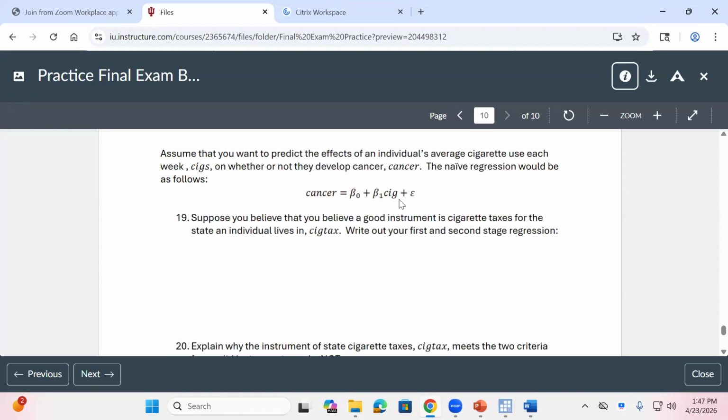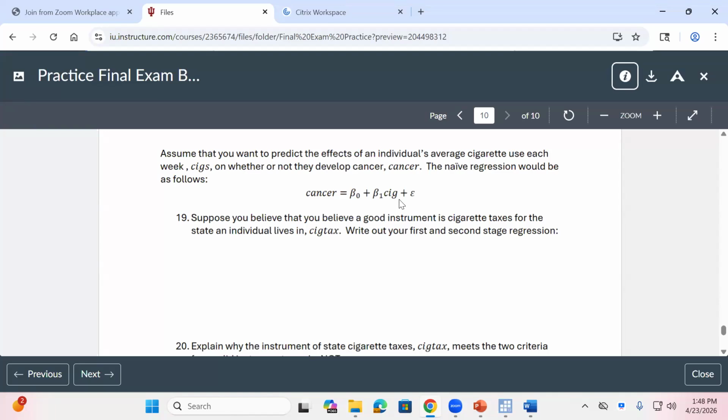And then would that cigarette tax be correlated with whether or not I get cancer? So this would have to be that the government is making tax decisions based off of the current cancer rates. Not even the current cancer rates. It would have to be things that are correlated with you specifically getting cancer. I can't think of anything there, right? So it's probably a good instrument. I might ask you to write out your first and second stage.